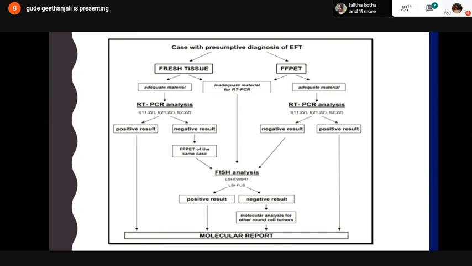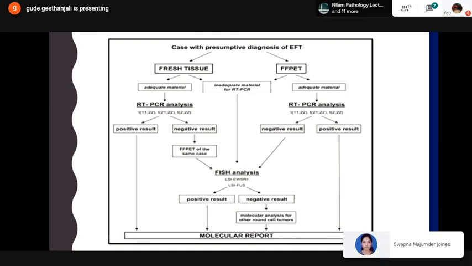With that, if we do RT-PCR in case fresh tissue is available, and if it is positive, then we can give the diagnosis as Ewing sarcoma with this characteristic translocation. In case fresh tissue is not available and RT-PCR is not feasible, we can also do a FISH analysis for EWSR1 translocation, or we can also look for rearrangements with the genetic fusion partners and give the molecular report.